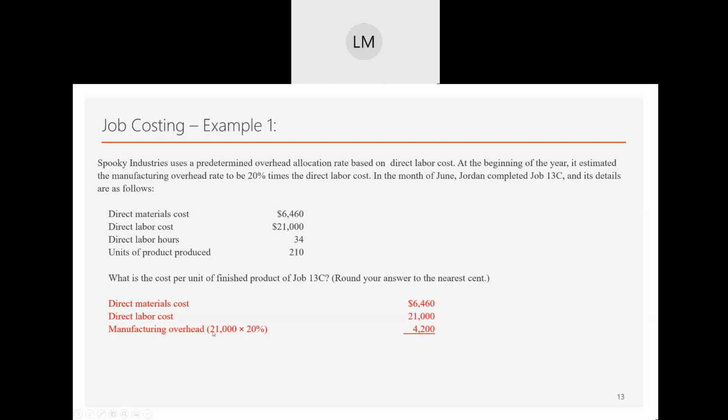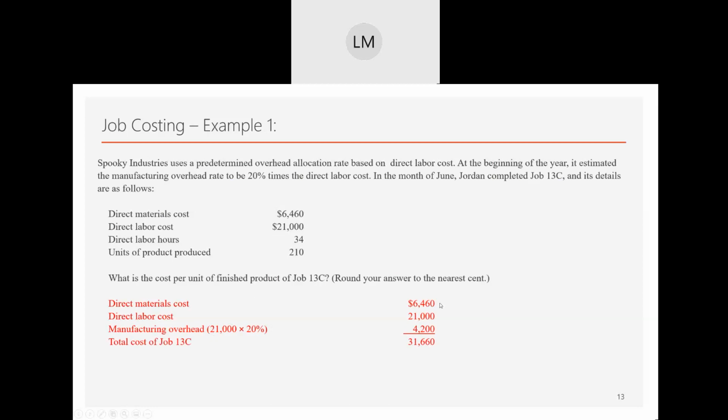So I take the $21,000 of direct labor costs, because that's my allocation base, because we've been given in the problem our overhead allocation rate based on direct labor costs. So I'm focusing on my direct labor costs, and the rate is 20% of that. So whatever my direct labor costs are, the overhead allocated is going to be 20% of that. So in this case, my total cost of making the product is how much? The whole cost of Job 13C is going to be $31,660.